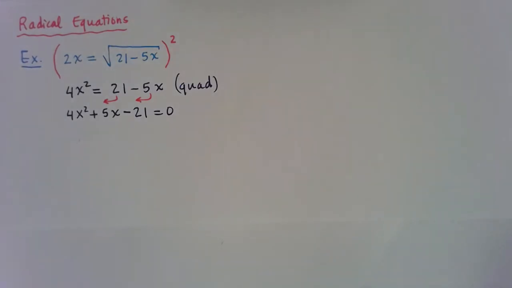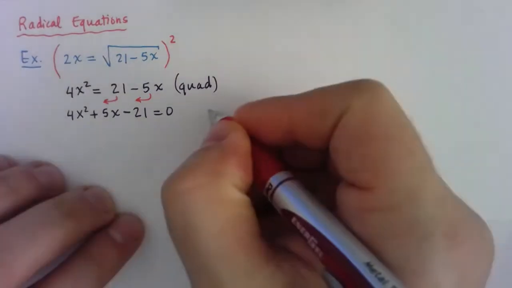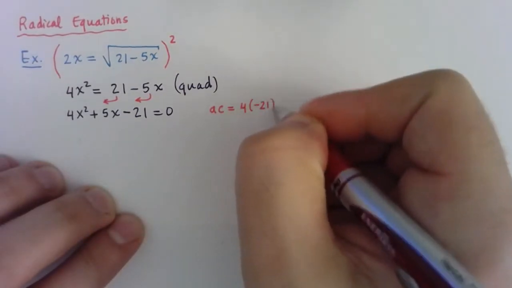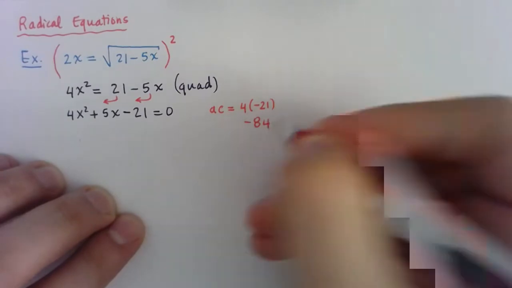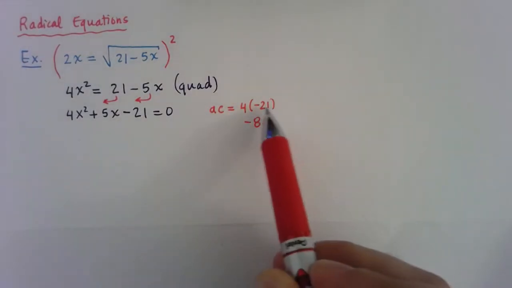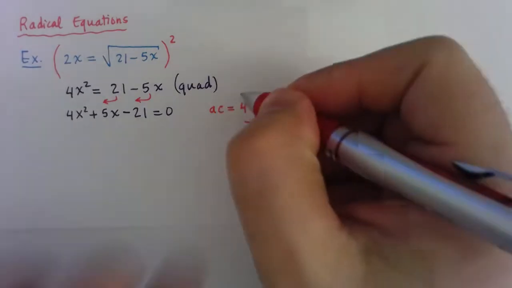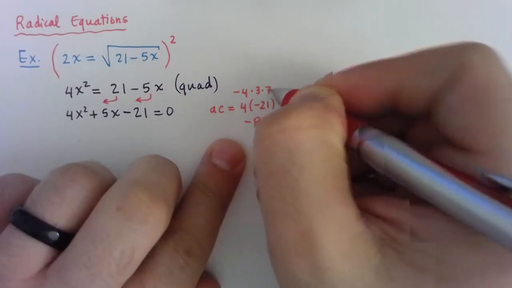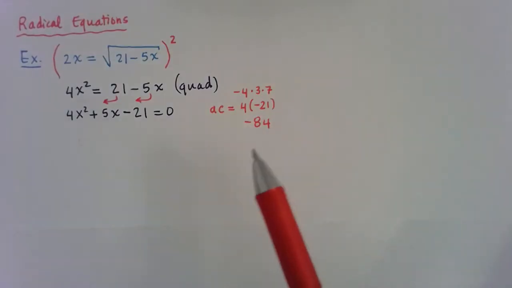Now if you get stuck, you can use the quadratic formula, but I'm going to use the AC method for this problem. So let's see if it can be factored. Look at AC, which is just 4 times negative 21, which is negative 84. Now I'm looking for two factors of negative 84. Don't forget there's 3 and 7 and 21, and you have 4, and then you have 3, and then you have a 7.